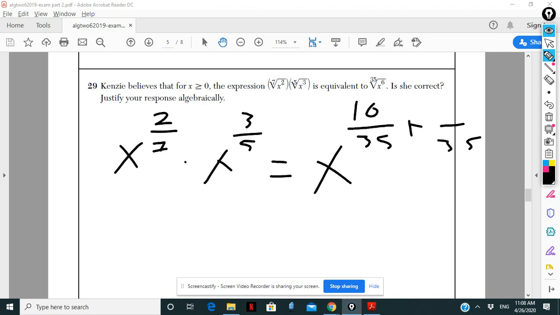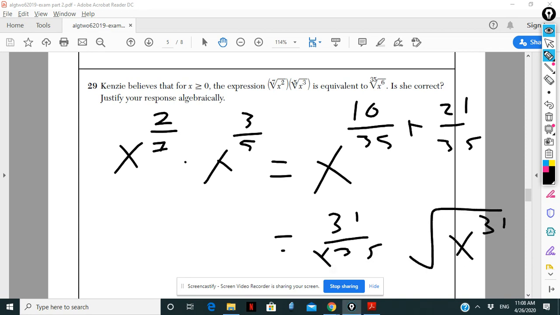That's going to be 10. That's going to be 21. So it's 31 over 35. So when I write it, it's x to the power 31 over 35. It's not equal, so she is incorrect.